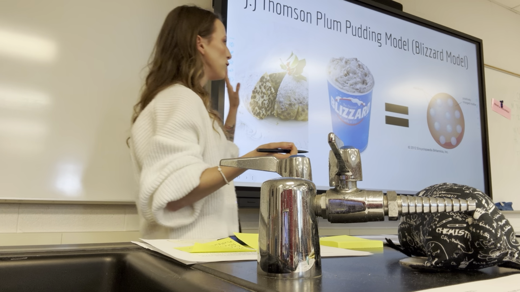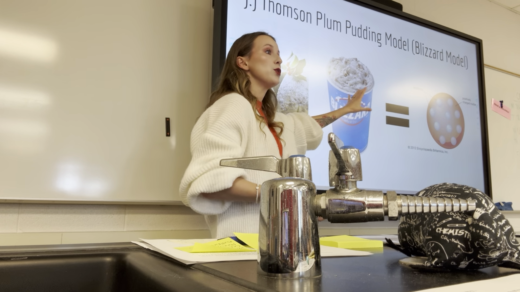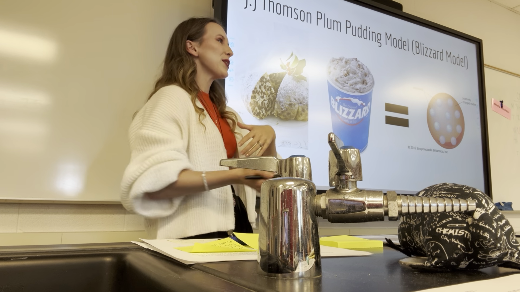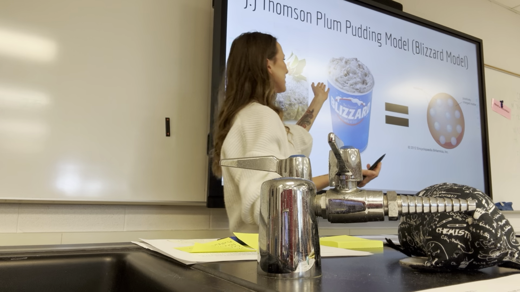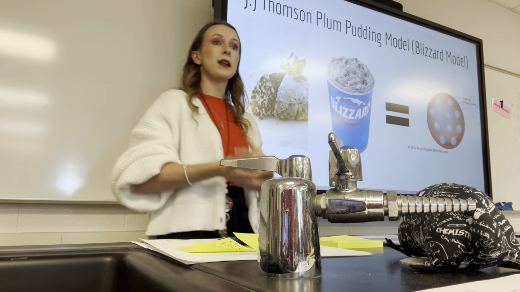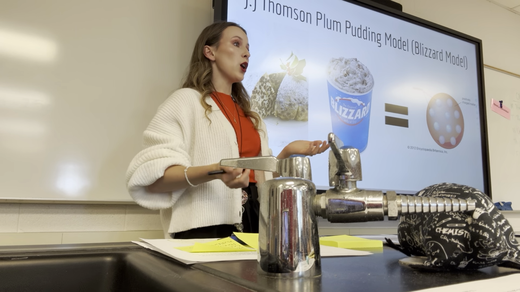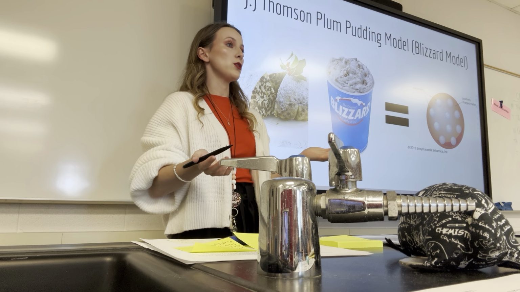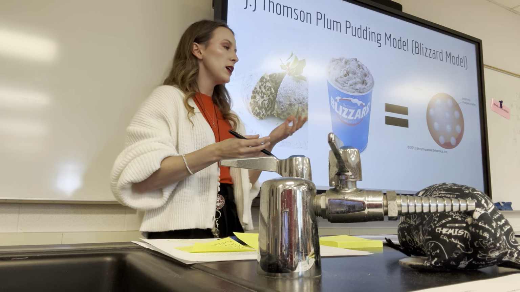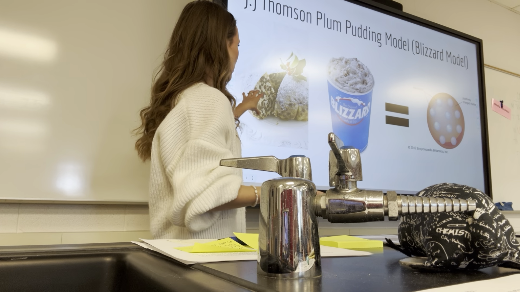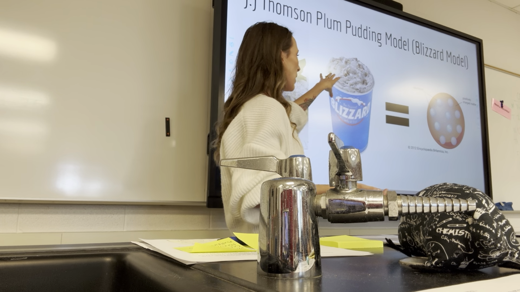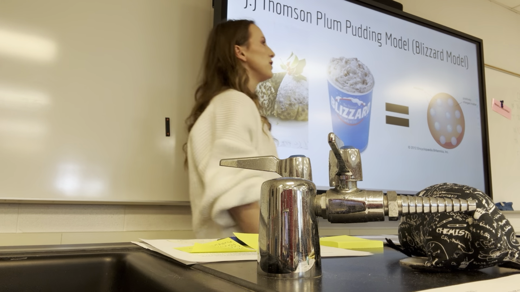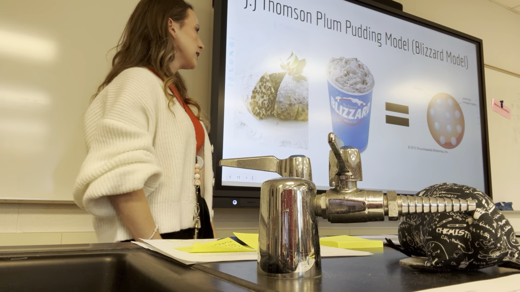That's how he viewed and thought the atom was made up of. Now, nobody knows what plum pudding is now. So another way to refer to it is the blizzard model. If you think about a DQ Blizzard, you have a base of ice cream, and then you add your toppings to it, and the toppings get mixed in. It's very similar to the plum pudding. It's just randomly mixed throughout, which is the viewpoint of this model of atomic structure.